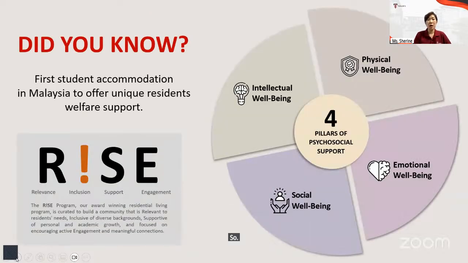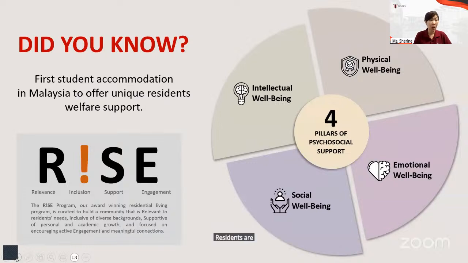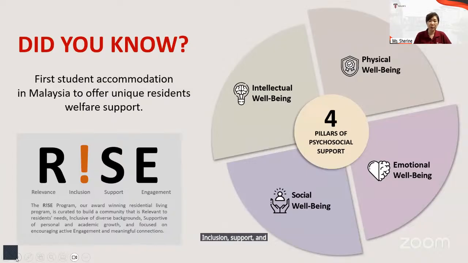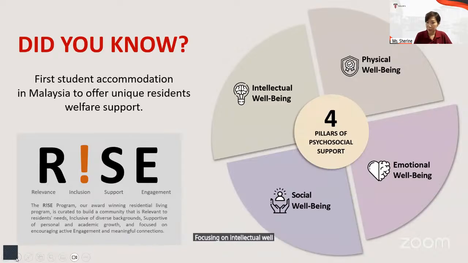So as you can see, we are the first student accommodation in Malaysia to offer unique residents welfare support. Hence, that's why we won all these awards, right? So RISE is actually the name of our residential living program where we focus on relevance, inclusion, support, and engagement throughout these 4 pillars of psychosocial support, focusing on intellectual well-being, physical well-being, emotional well-being, and social well-being.